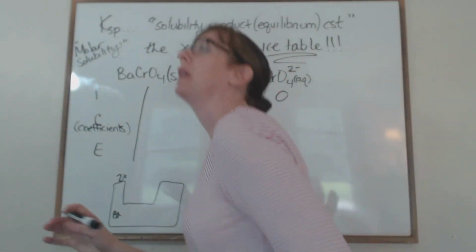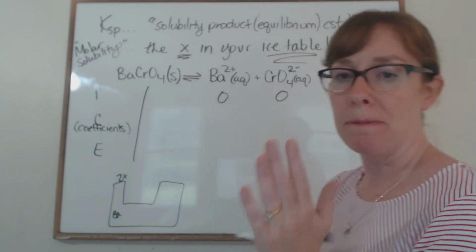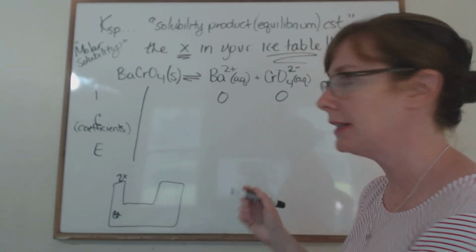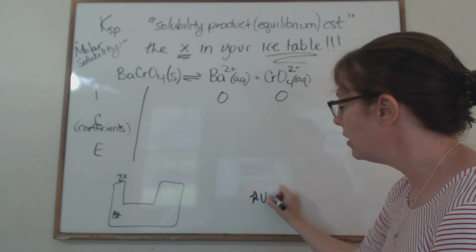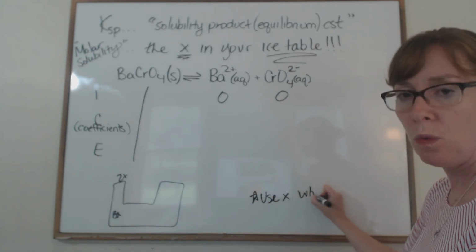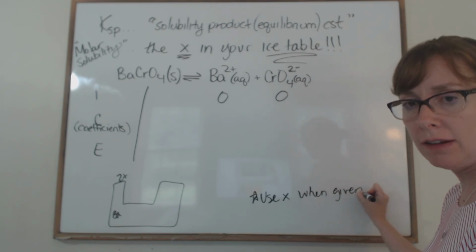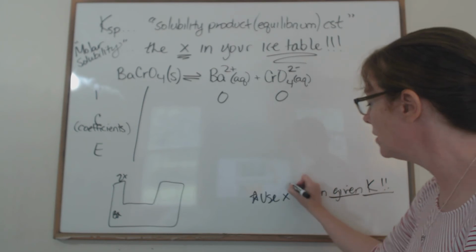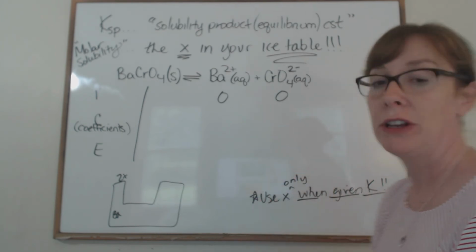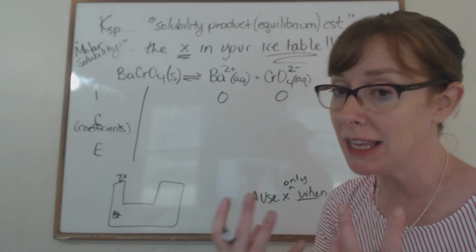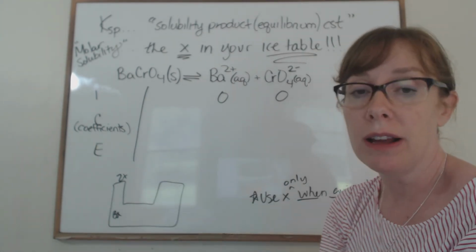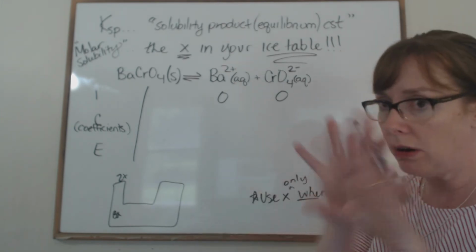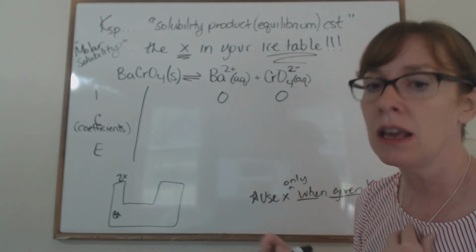Not with this question. Back up for a minute here. When we did ice tables for acids and bases, I said to use an x when you are given the value of K, and only when you're given the value of K, not when the K is the unknown. In this question that we're working on about barium CrO4, the K is the unknown. So no X's, we're not allowed to use X's.